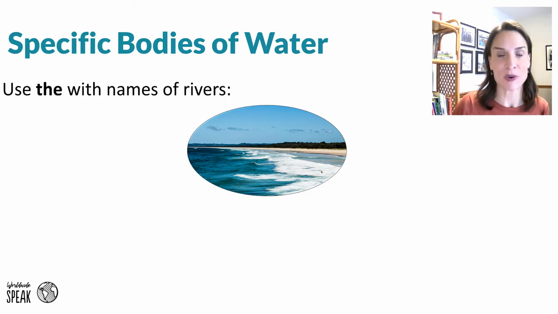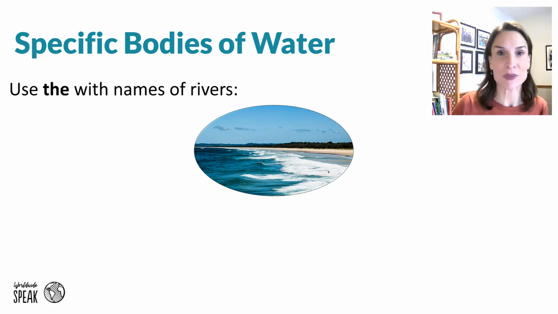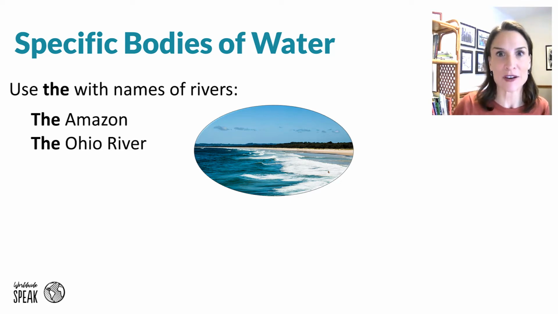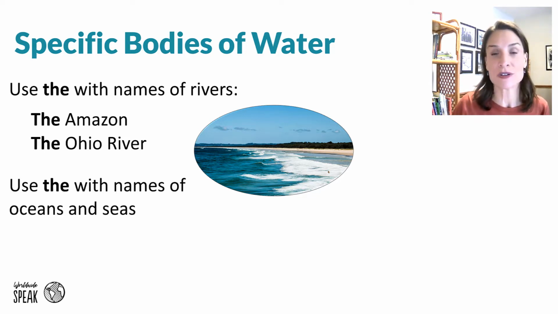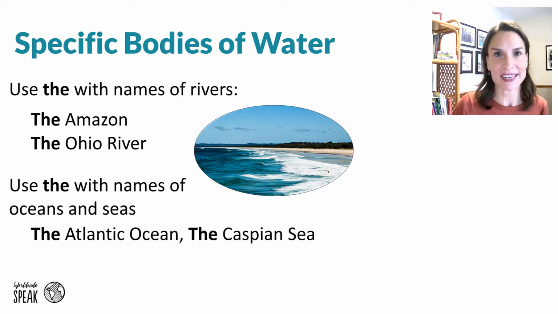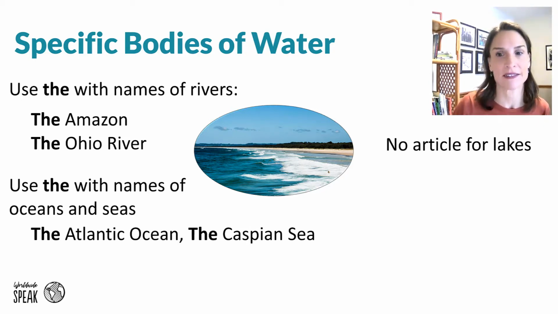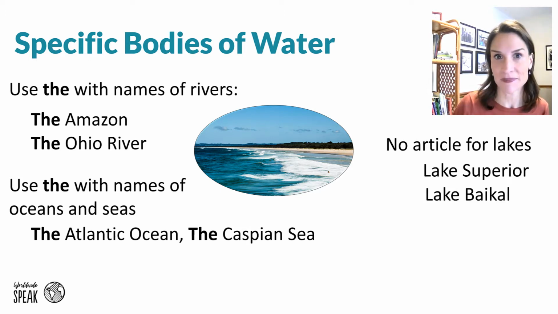And bodies of water. Okay, so if we're talking about rivers, we'll use "the," like the Amazon, the Ohio River, and the names of seas and oceans. They also get "the," the Atlantic Ocean, the Caspian Sea. And the difference is with lakes. There is no article with lakes, like with the name of a lake, like Lake Superior or Lake Baikal.